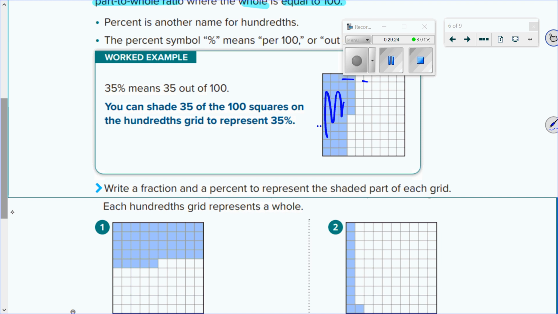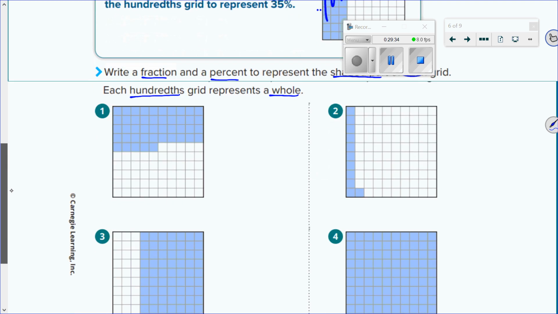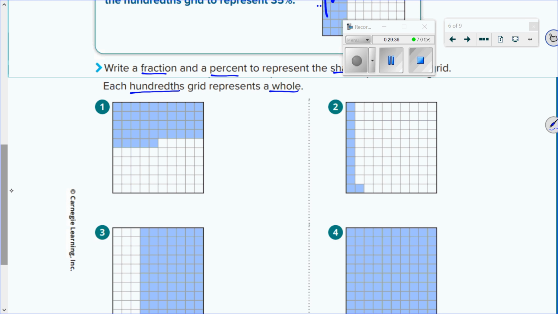So what we're going to do, you're going to write a fraction and a percent to represent the shaded part of each grid. Each hundredths grid represents a whole, meaning there is 100 inside of the grid. Now, one thing I also want you to get used to is simplifying the fractions.